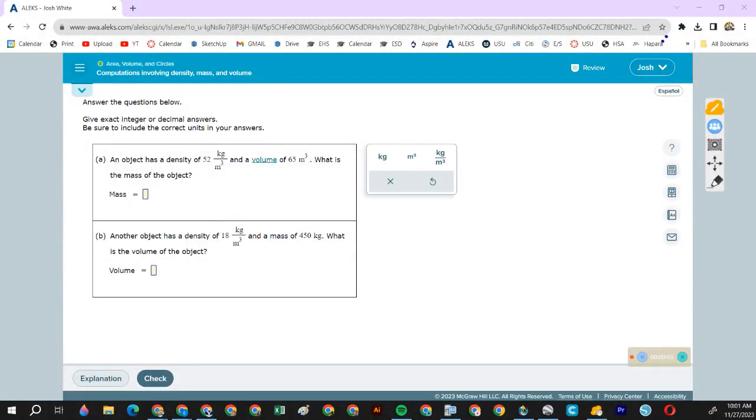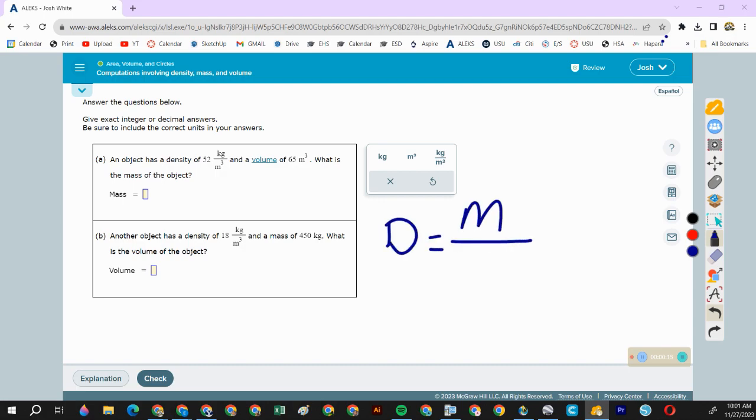This is 6.8 and 6.9 put together. So we're going to start off with density. The density of a material is equal to its mass divided by its volume. It's the DMV formula, Department of Motor Vehicles.